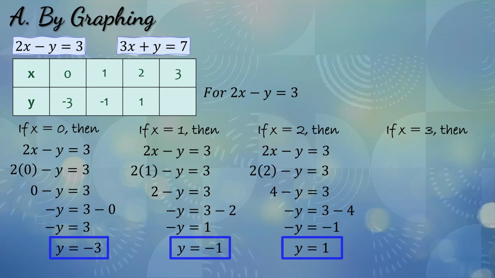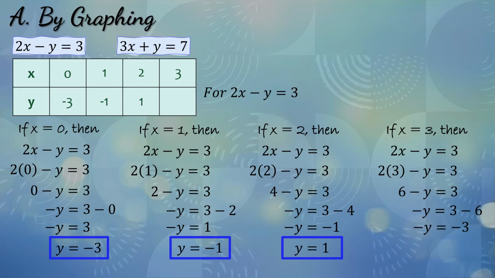So let us substitute 3 to the variable x of the equation. So magiging 2 times 3 minus y equals 3. 2 times 3 is 6, minus y equals 3. So transpose 6 to the right side. So magiging negative y equals 3 minus 6. So negative y equals negative 3. Again, divide the whole equation by negative 1. So the value of y is positive 3. Ayan, kompleto na ang ating table of values for the 2x minus y equals 3.